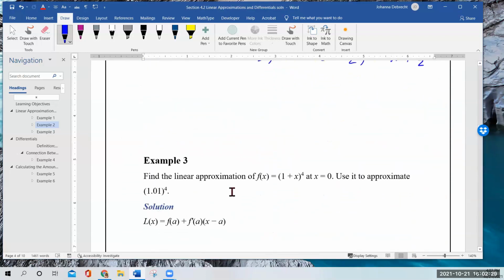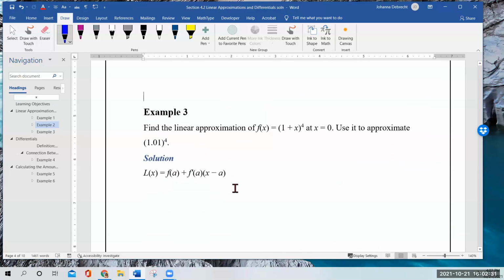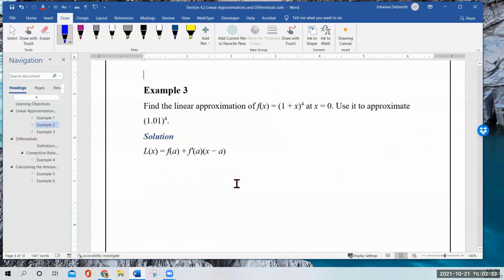Let's now take a look at example 3. In example 3, we want to find the linear approximation of f of x equal to 1 plus x quantity to the 4th at x equals 0, and use it to approximate the value of 1.01 to the 4th power. When we're doing this, what we can do then is find the value of a, which is 0 in this equation.